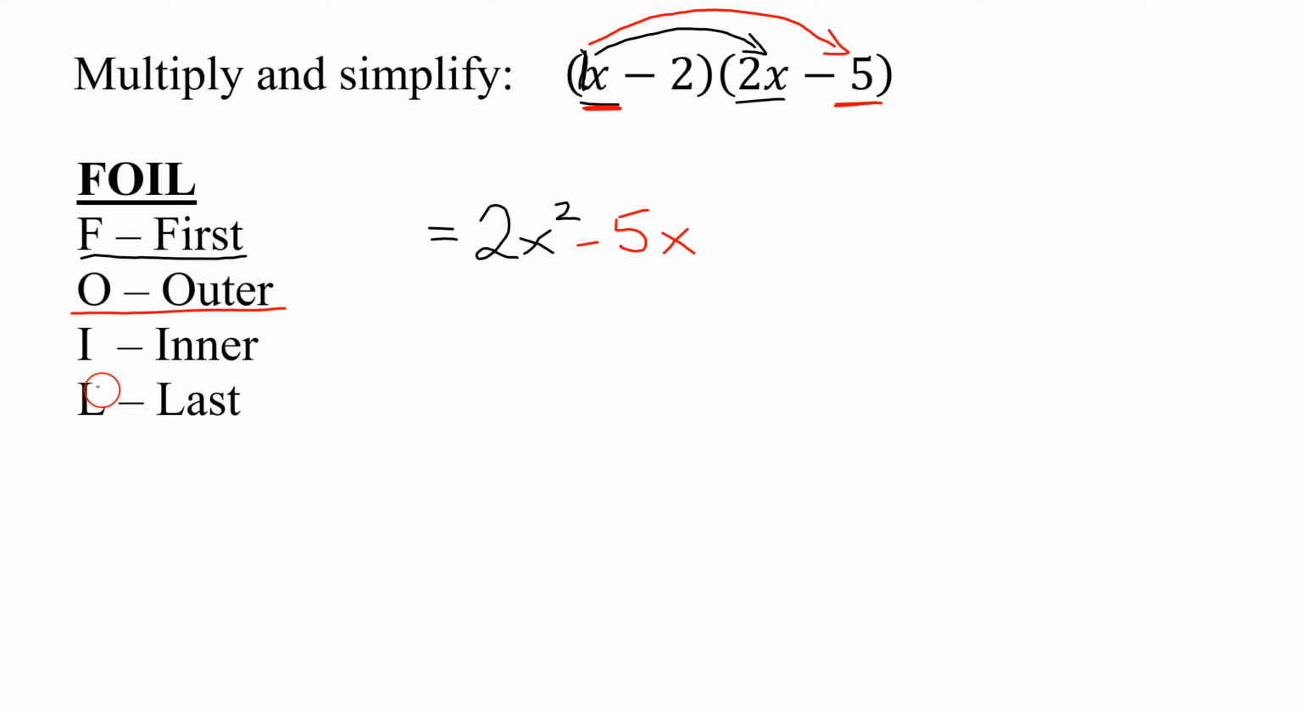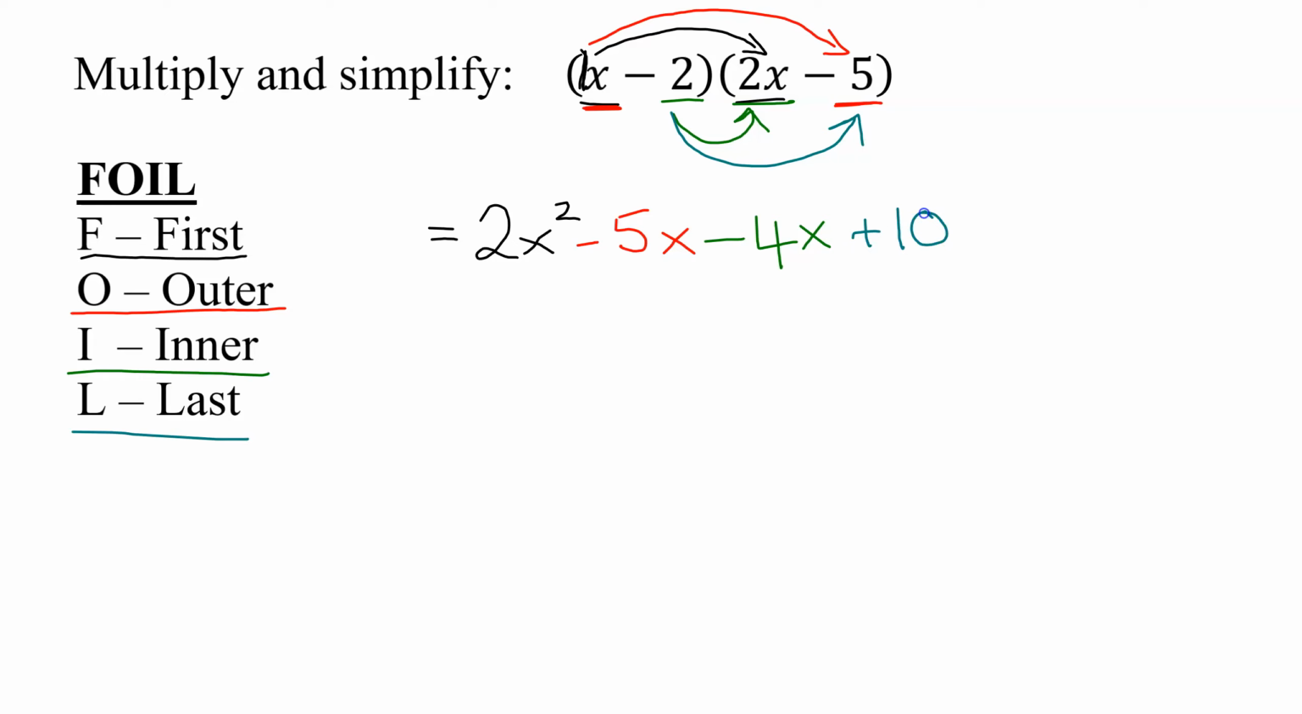Now let's work on the I, which is the inner two terms. So that's these two terms, negative 2 times 2x. So negative 2 times 2 is negative 4, and I just have 1x. And then I need to finally look at my last terms in each binomial. So that means I'm going to multiply negative 2 times negative 5. Well, negative 2 times negative 5 is positive 10.